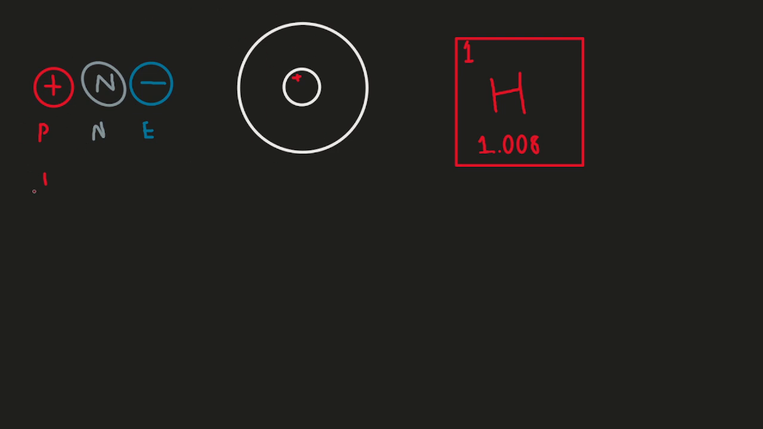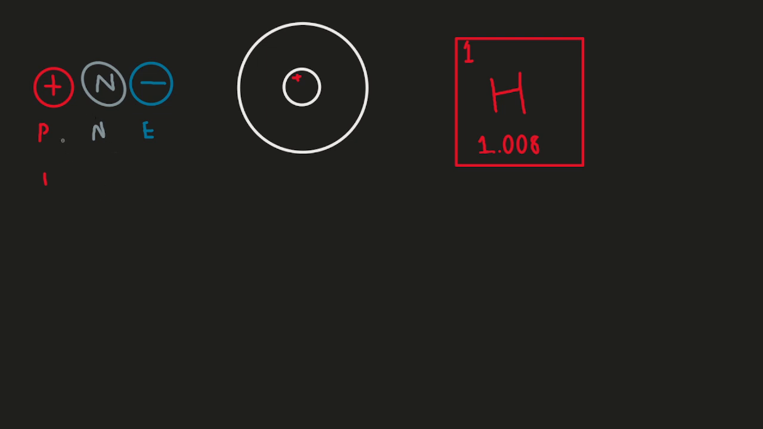Now, we can determine what element has 1 proton by looking at the periodic table. So by looking at the periodic table, we can see that the element with 1 proton, or the atomic number 1, corresponds to hydrogen, or the letter H. So we can determine that this atom is going to be a hydrogen atom.